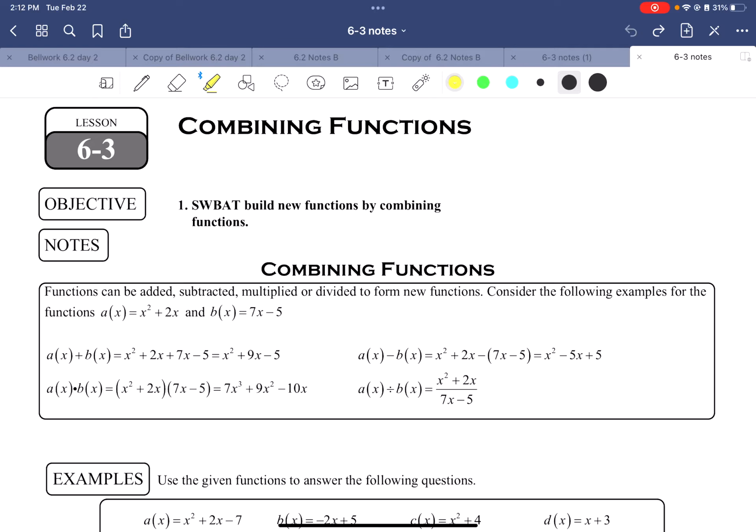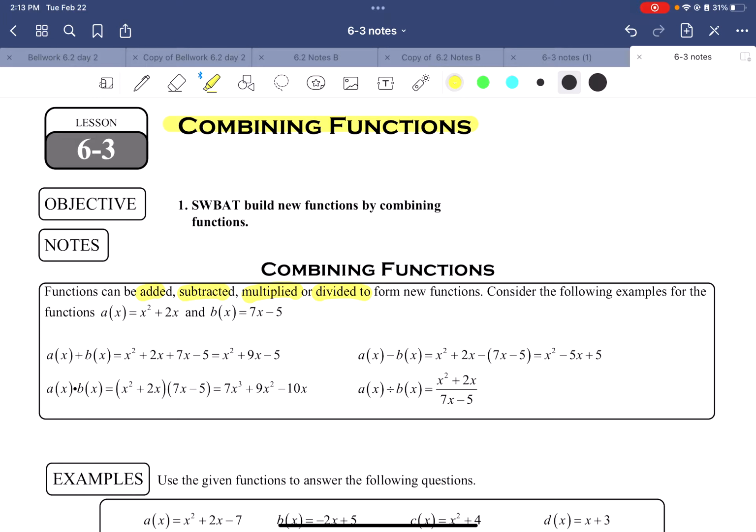All right, in lesson 6.3, we are going to continue building functions from other functions. And in this lesson, we are going to do it by combining functions. And the way we're going to combine them is by adding, subtracting, multiplying, and dividing. So we're going to form new functions by putting together other functions. We're only going to be working with quadratic and linear functions to do this.